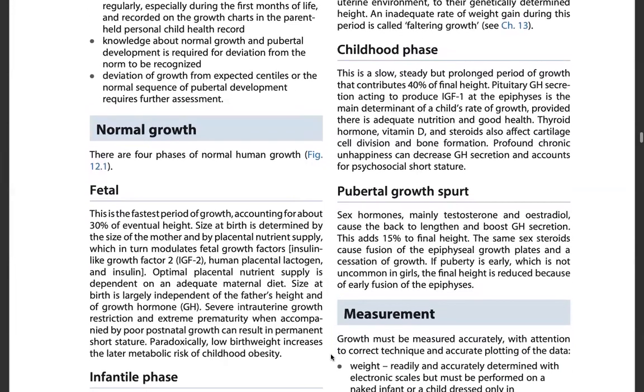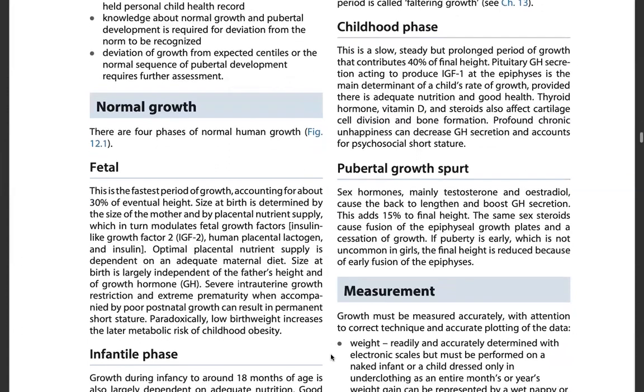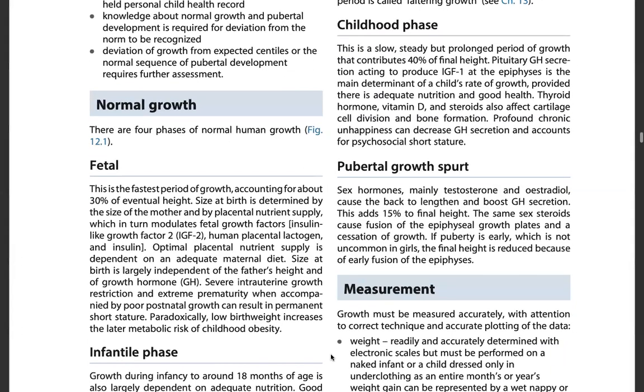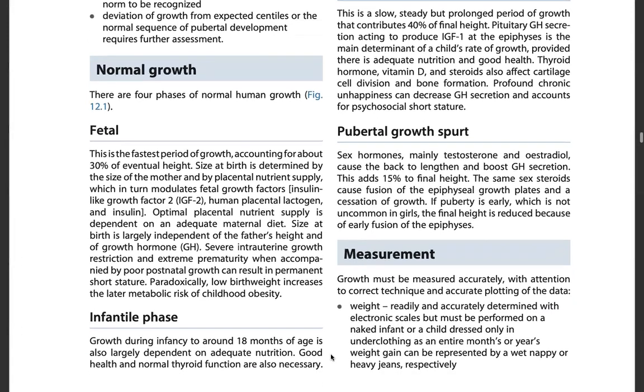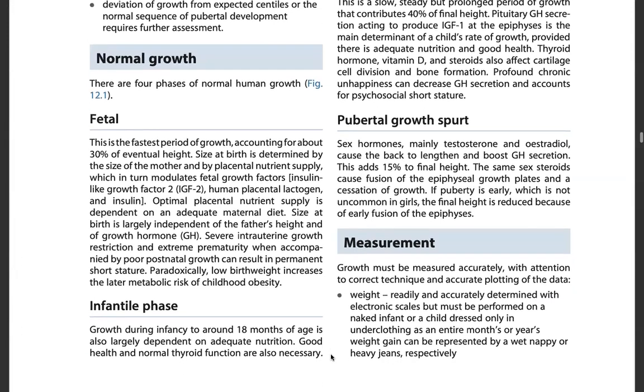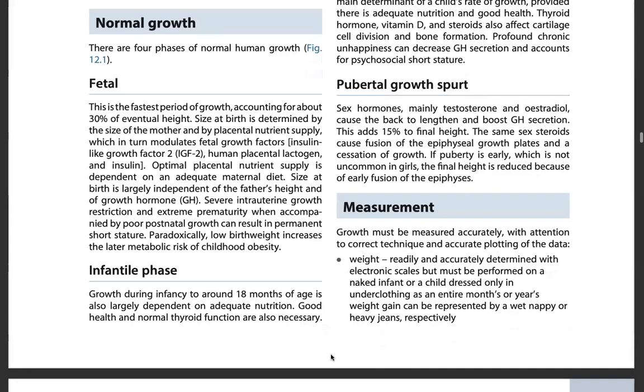Childhood phase: this is a slow, steady, but prolonged period of growth that contributes to 40% of final height. Pituitary growth hormone secretion, acting to produce IGF-1 at the epiphysis, is the main determinant of the child's rate of growth, provided there is adequate nutrition and good health. Thyroid hormone, vitamin D and steroids also affect cartilage cell division and bone formation. Profound chronic unhappiness can decrease GH secretion and accounts for psychosocial short stature.